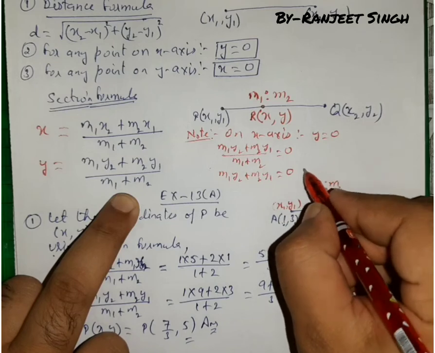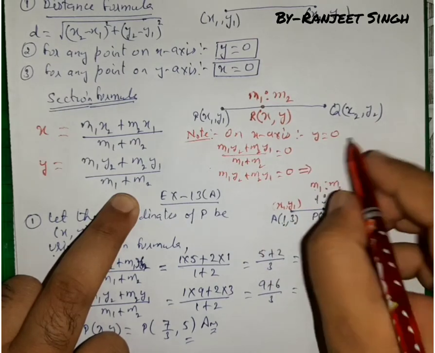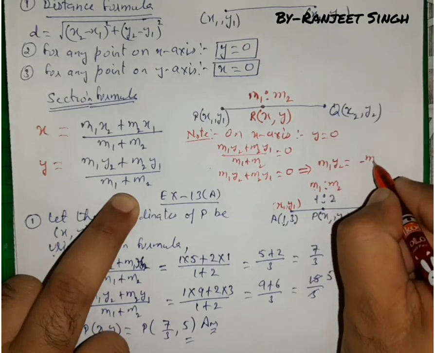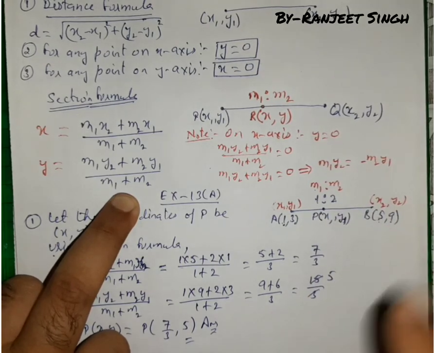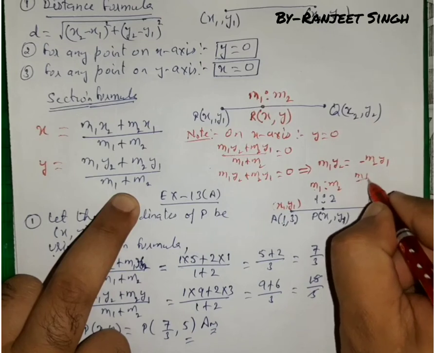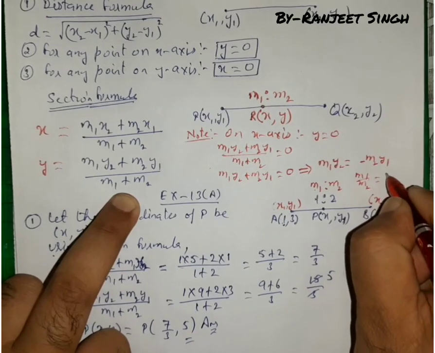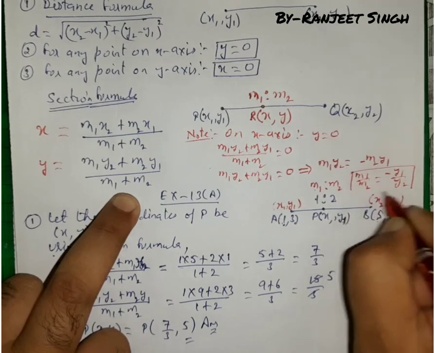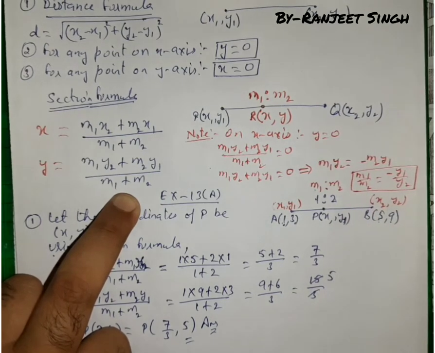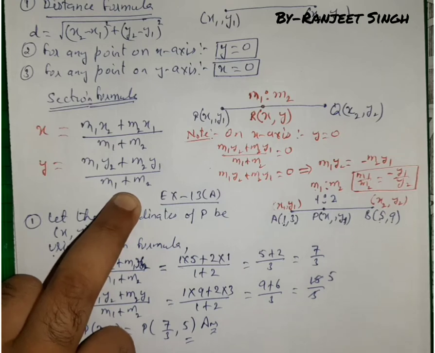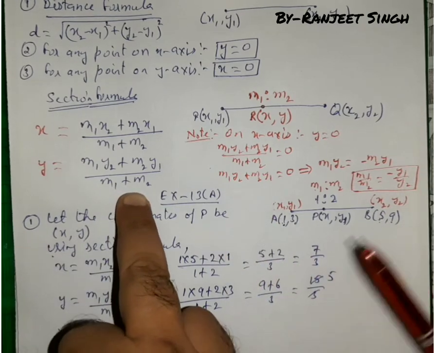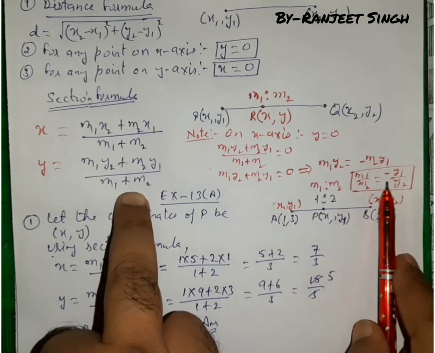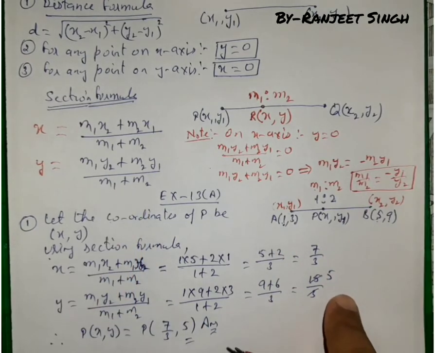So this will lead us to a very important thing, m1 y2 is equal to minus of m2 y1. Now if I have to find the ratio m1 over m2, this will be equal to minus of y1 over y2. Why I am talking about this is, in some questions we have to find the ratio, then m1 over m2 will be minus of y1 over y2.